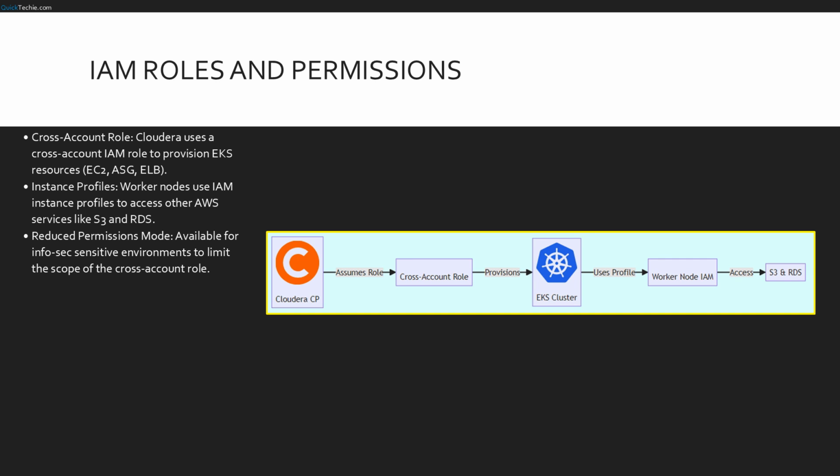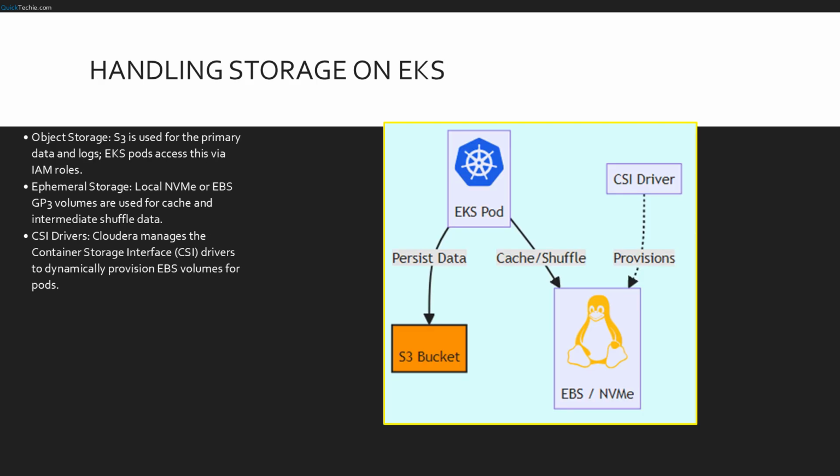Following the permission flow, the Cloudera control plane assumes the cross-account role in your AWS account. This role allows Cloudera to provision the EKS cluster. Once running, the EKS cluster utilizes the worker node IAM profile to securely access backend resources like S3 buckets and RDS databases. How is data stored?